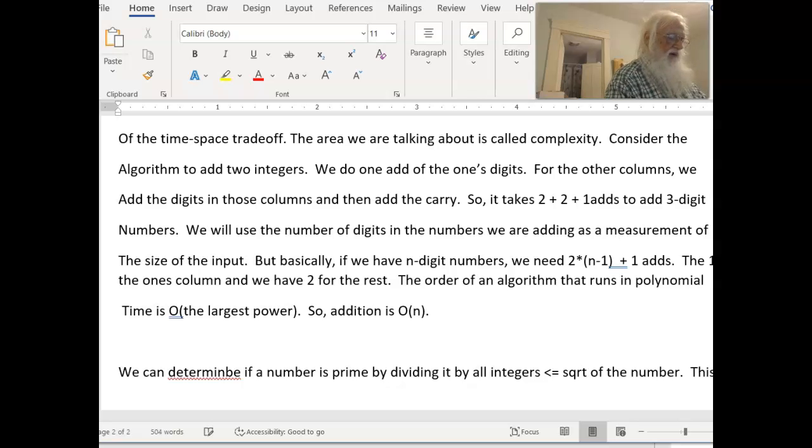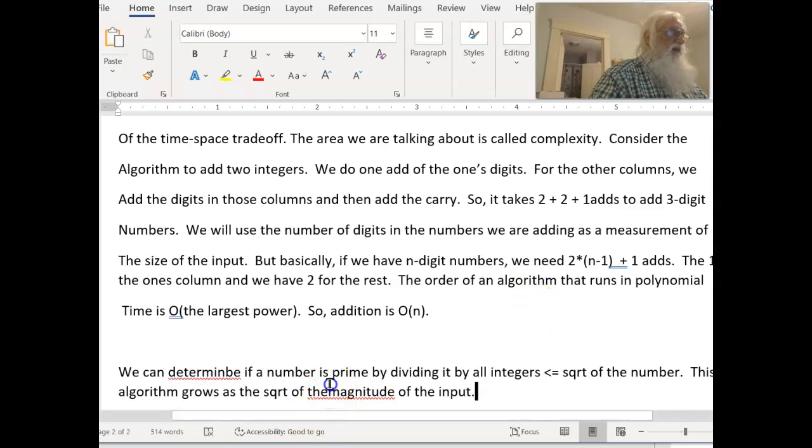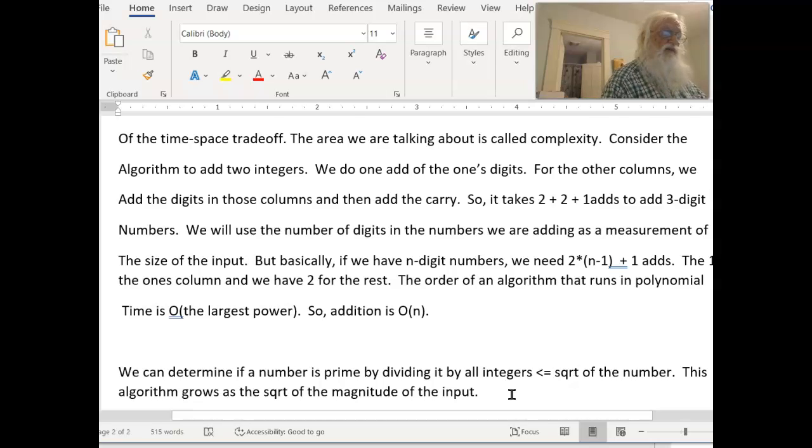This algorithm grows as the square root of the magnitude of the input. That's probably a little better than the other one we have. And it's a tractable algorithm. There are ways to improve this, but I'm just going brute force here.